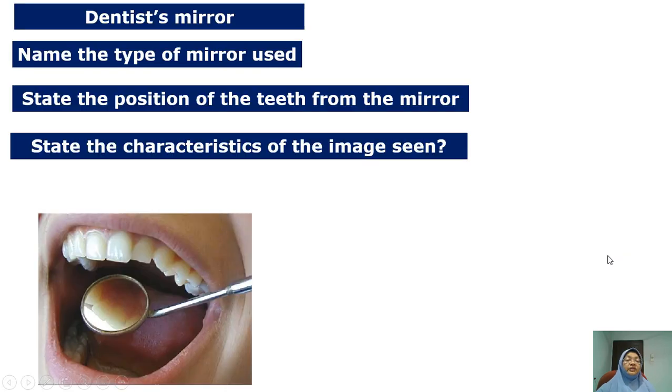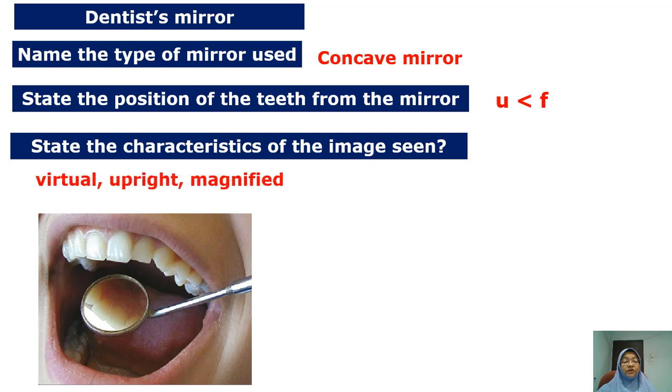Okay, the dentist mirror. The type of mirror used should be a concave mirror. State the position of the tooth from the mirror: it should be used with U less than F. State the characteristics: it should be virtual, upright, and magnified. So this is the mirror.